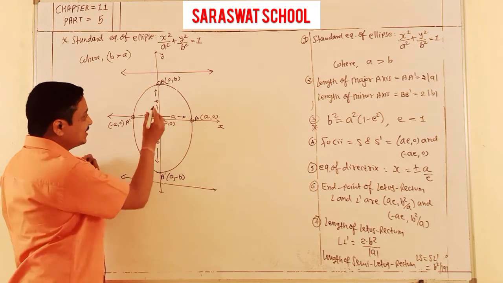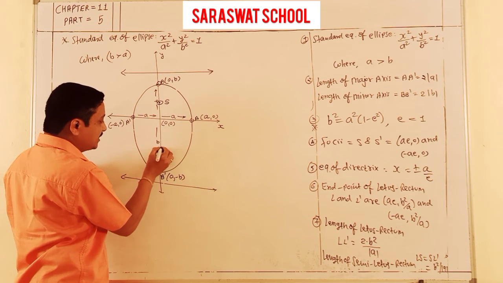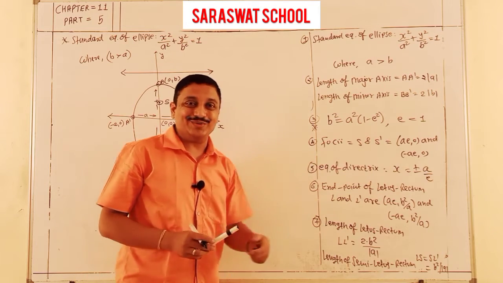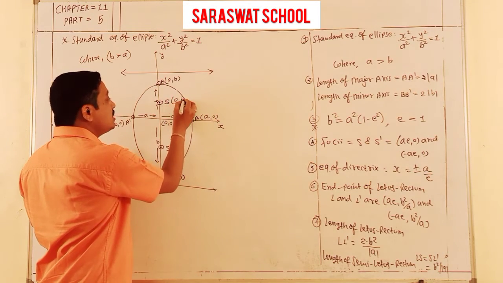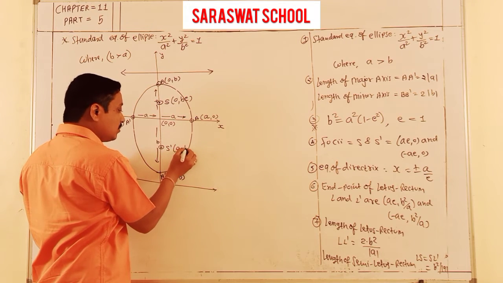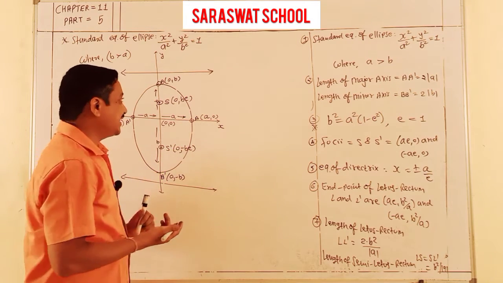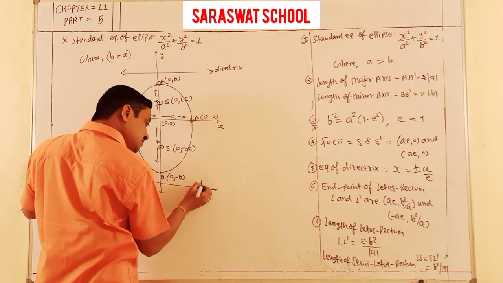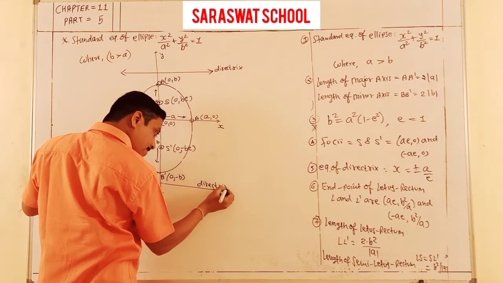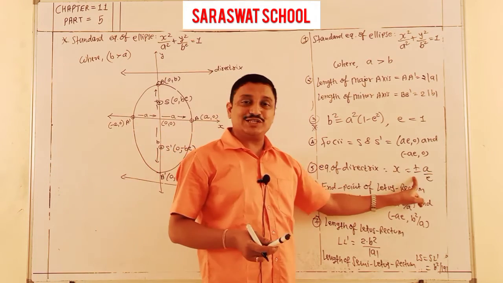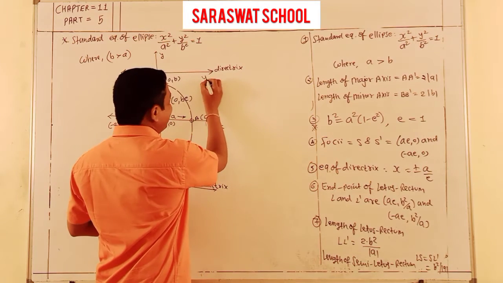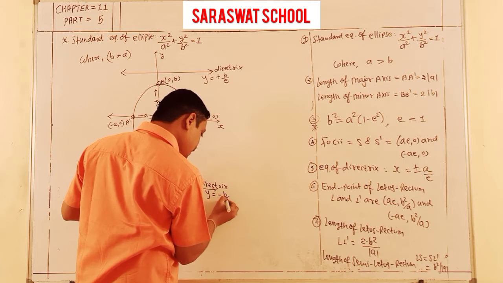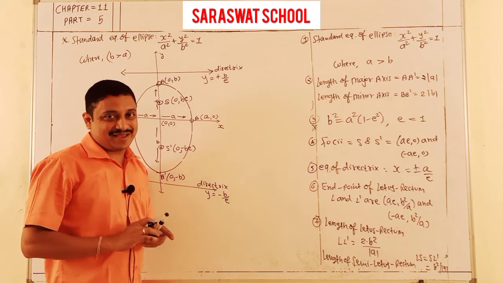Now focus. There are two foci, S and S dash. In the previous case the focus, you know, was a comma 0. Here write down 0 comma b, and the same 0 comma minus b. And the directrix, here also directrix. And students, the directrix in the previous case was x is equal to plus or minus a by e. Here just write y is equal to plus b by e, and here y is equal to minus b by e. That one, b by e, b by e.